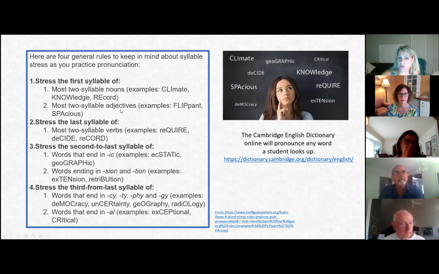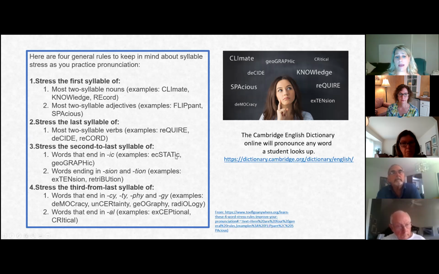Same thing with most two-syllable adjectives. When we look at verbs, we tend to stress the last syllable. So require, decide, record. So notice the difference between record, which is our noun, and record, which is our verb, okay? And this happens a lot in English. So we just have to make sure that they understand the context that it's in, the grammar that's going on there. That's really important.